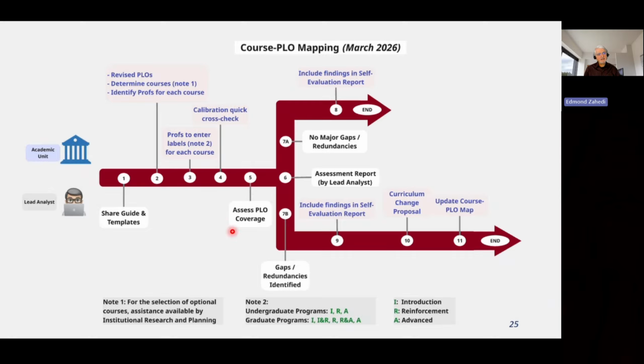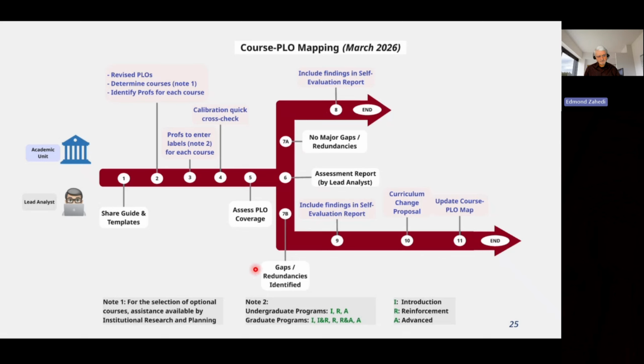Then you will inform me, and I will use this information to assess the PLO coverage, which gets us to step 6, which is the assessment report. 7A is when no major gaps or redundancies have been detected. And this is going to be included in the self-evaluation report as a finding for this activity.